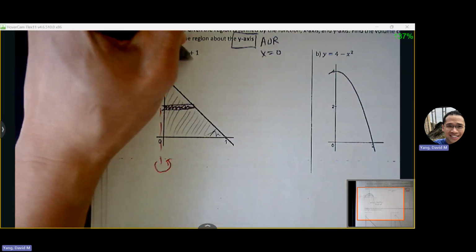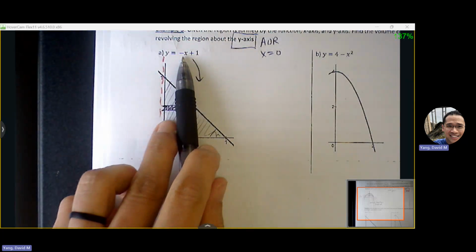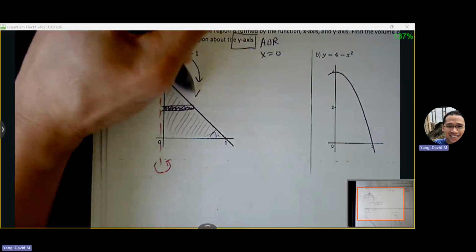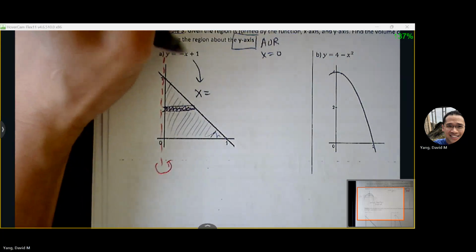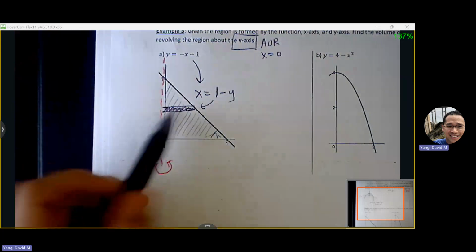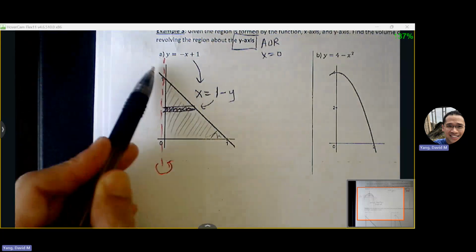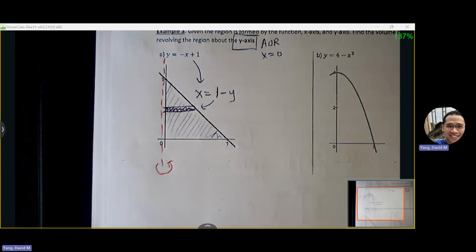So I need to spend the time to actually rearrange this equation and get x by itself. If I solve for x, x is equal to 1 minus y. So now this equation represents this linear graph that we see in front of us. It's in the better form for us to put into our formula.